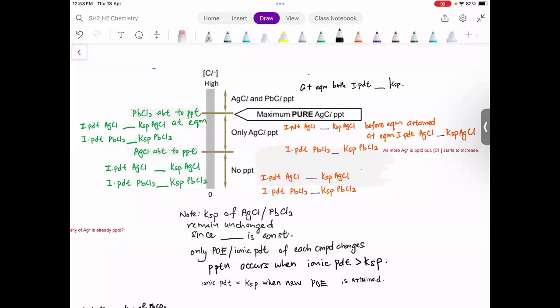So at that instance, when your sodium chloride is progressively added to it, it will always exceed the ionic product. So only silver chloride precipitates because once you add chloride, it will be beyond Ksp. So before equilibrium, it will exceed. At equilibrium, it will become equal.